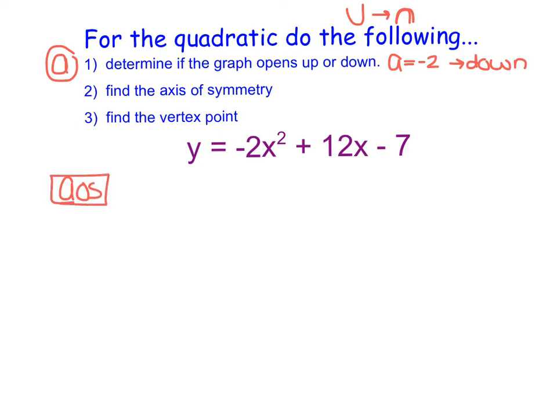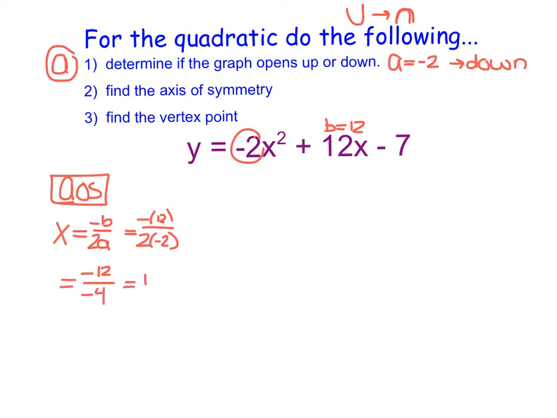And our axis of symmetry is calculated using x equals negative b over 2 times a. So here I find that my b value is equal to 12. So I have x equals a negative 12, all divided by 2 times my a value, which is negative 2. So this becomes a negative 12 over a negative 4, which becomes a positive 3 over 1, or just simply x is equal to 3. So that's the first piece there, can we find our axis of symmetry?